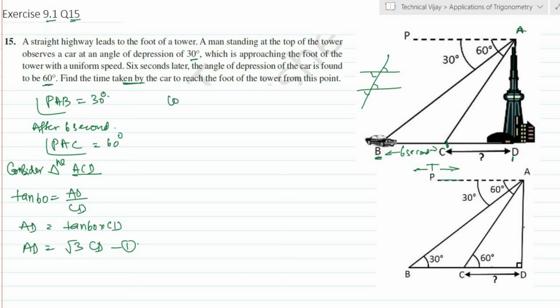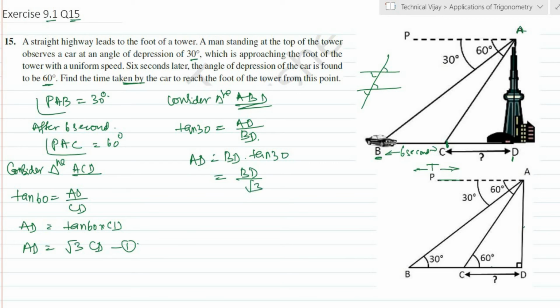Now consider one more triangle, triangle ABD. In this, tan of 30 is equal to opposite by adjacent. Opposite means AD divided by adjacent, which is BD. So AD is equal to BD into tan of 30. Here BD we don't know. Tan 30 is nothing but 1 by root 3, so BD divided by root 3 is equal to AD. This is the second equation.